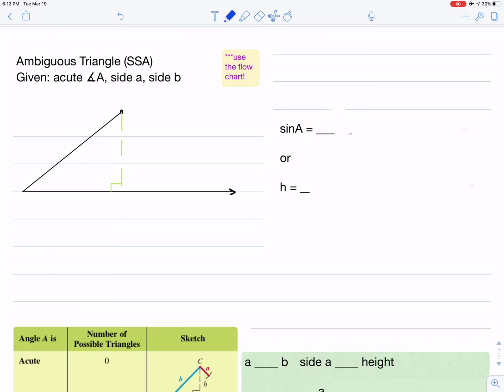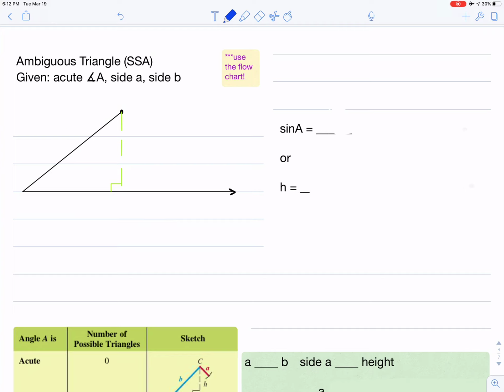So let's go ahead and fill in some things on this picture. Notice that I have drawn a couple things already on my picture. This side, I don't know the length of it. That's why I put an arrow there, because I don't know how long it is. So that's going to be my side C, because that's the only side I don't know. And then that would mean that this side has to either be side A or side B. I'll talk about that in just a moment.